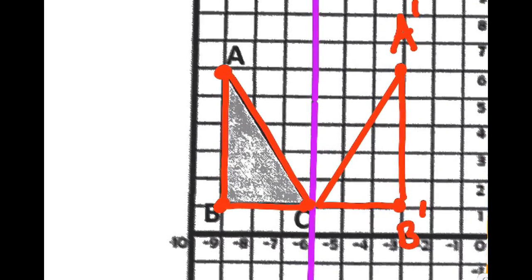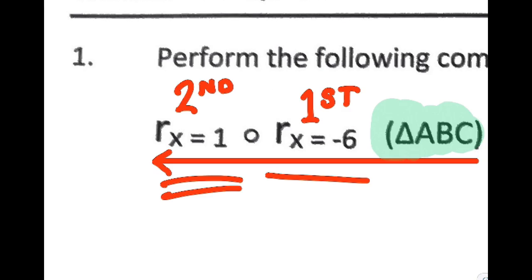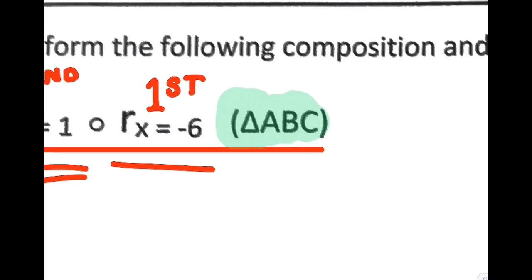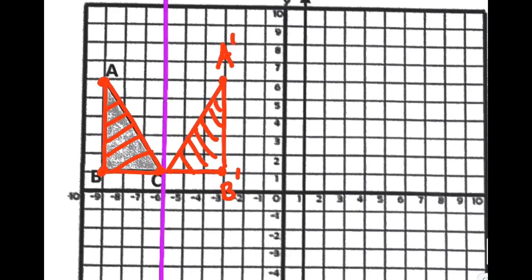So your first step is to reflect the original triangle right here over x equals -6, and you end up over here. The second step is to take that new shape, the image, and reflect it over a different line, x equals 1, which is right here. Not to be confused with the axis. It gets a little confusing when you see the axes and these extra lines, but we're going to ignore the axes and reflect over the orange line, x equals 1.